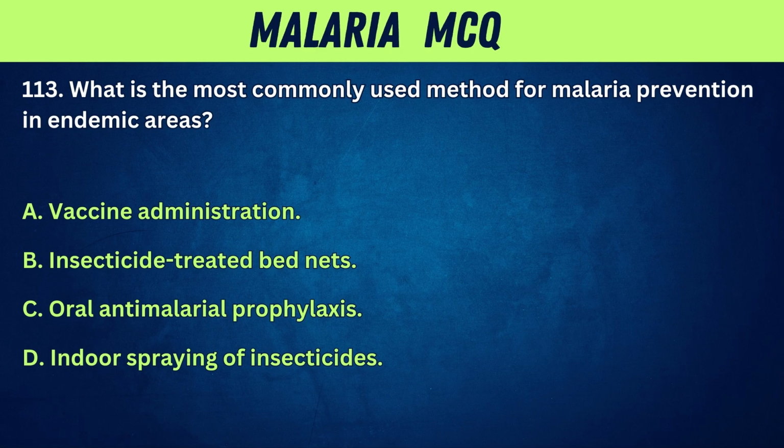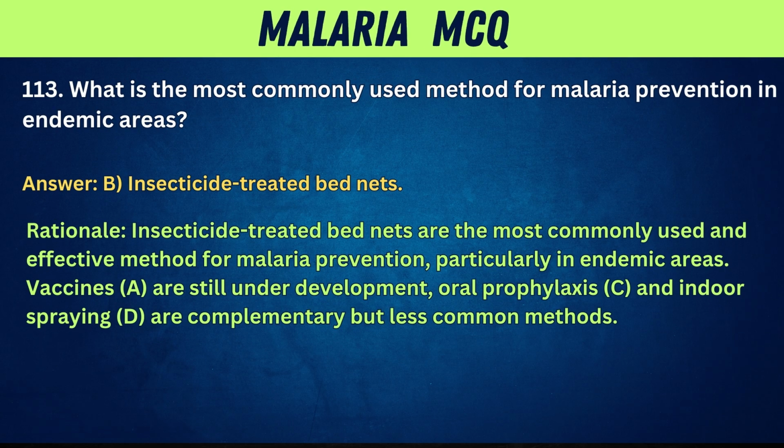113. What is the most commonly used method for malaria prevention in endemic areas? A. Vaccine administration. B. Insecticide-treated bed nets. C. Oral antimalarial prophylaxis. D. Indoor spraying of insecticides. Answer: B. Insecticide-treated bed nets. Rationale: insecticide-treated bed nets are the most commonly used and effective method for malaria prevention, particularly in endemic areas. Vaccines, A, are still under development, oral prophylaxis, C, and indoor spraying, D, are complementary but less common methods.